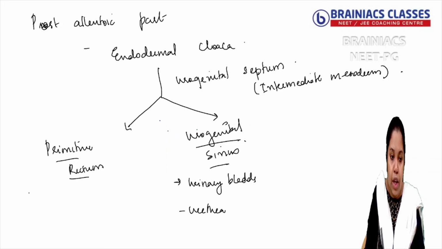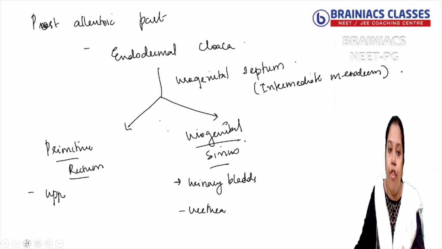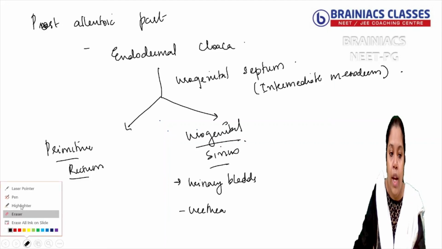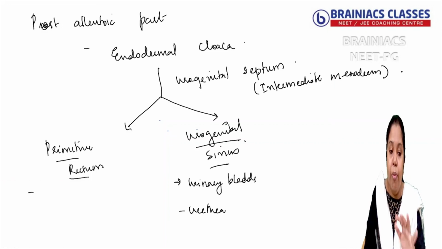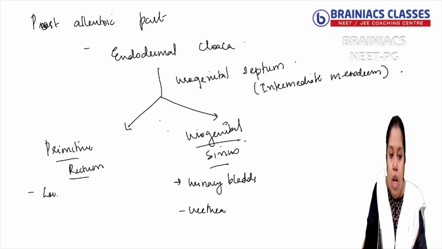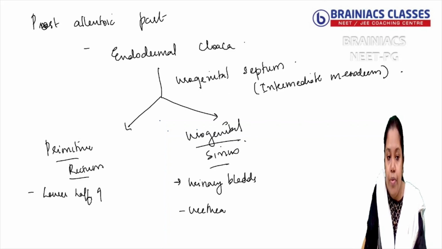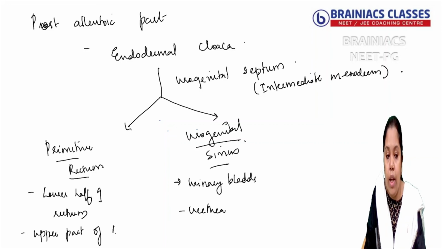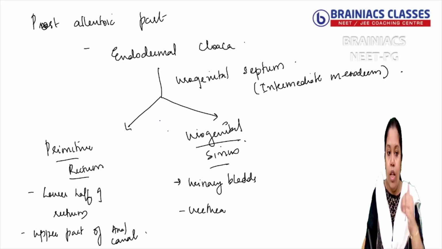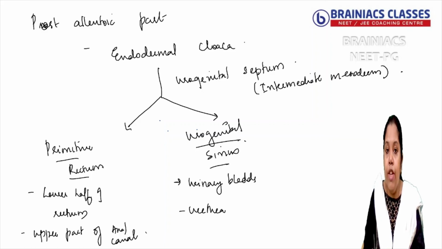From the primitive rectum, the lower half of the rectum, because the upper half of the rectum is already developed from the pre-allantoic part. So the lower half of the rectum and the upper half of the anal canal will develop from the primitive rectum. Understand? The lower half of the rectum and the upper part of the anal canal will develop from the primitive rectum.